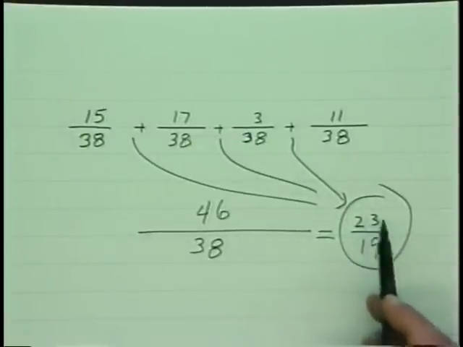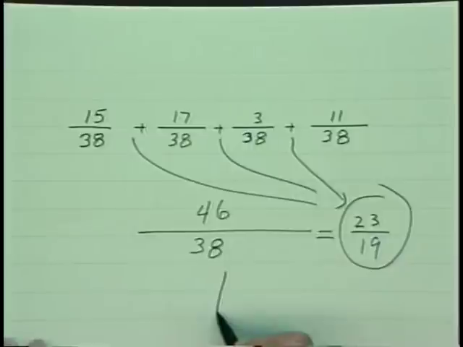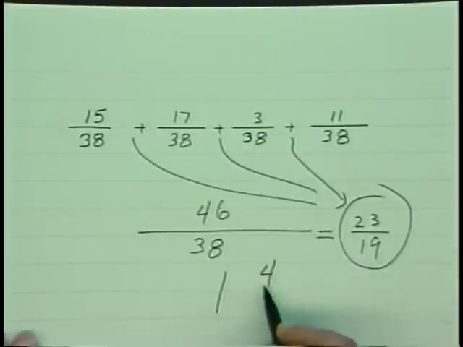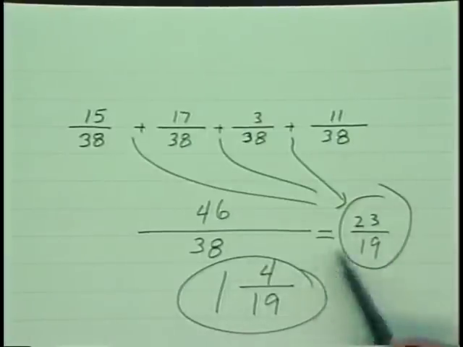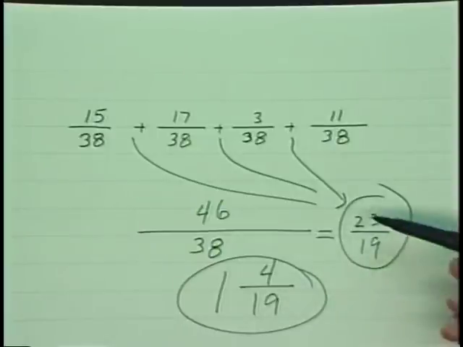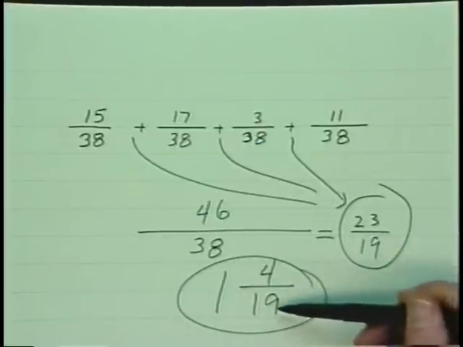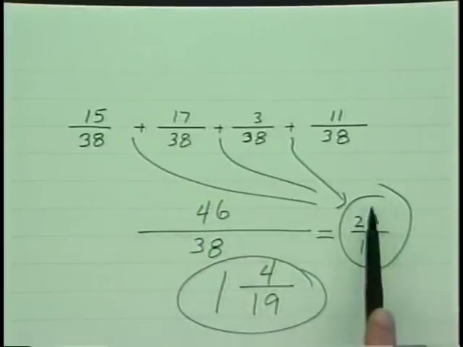Frequently, you want this changed into a mixed number. So we can see mentally here that 19 goes into 23 once, and that will leave a remainder of 4 out of 19. Please make a note that going from here to here is not called reducing. This is changing an improper fraction to a mixed number. Reducing simply meant I have divided top and bottom by all possible common divisors.